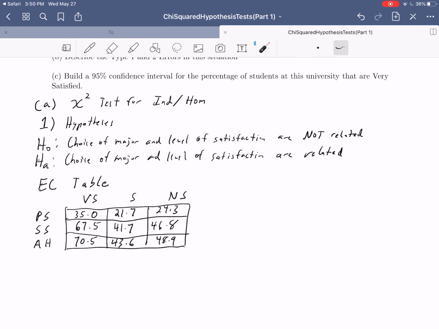Once again, if you sum up any of these rows, you're going to get the same row total. You sum up any of the columns, you get the same column total. We're not saying the total should change. We're just saying how they were distributed amongst the different combinations might change.